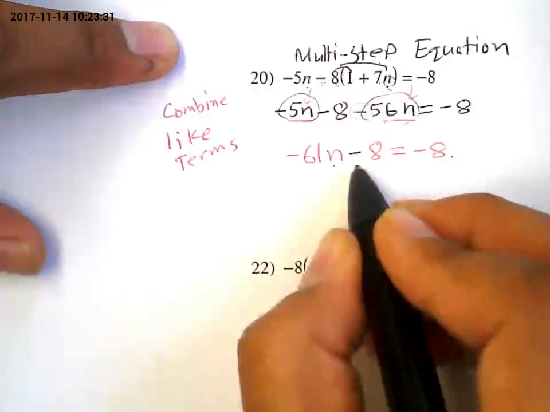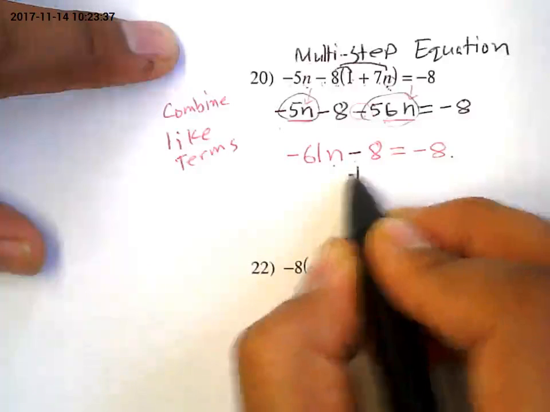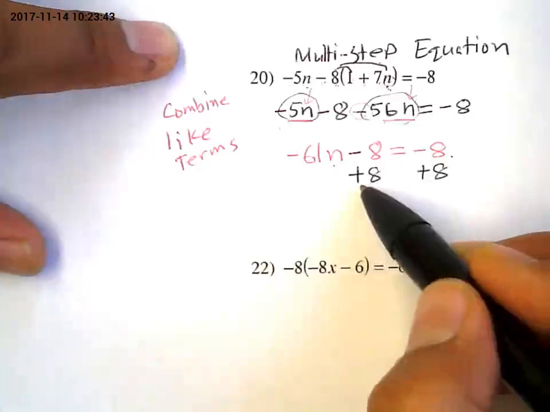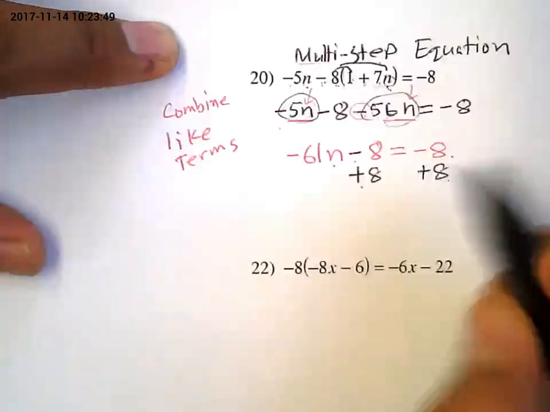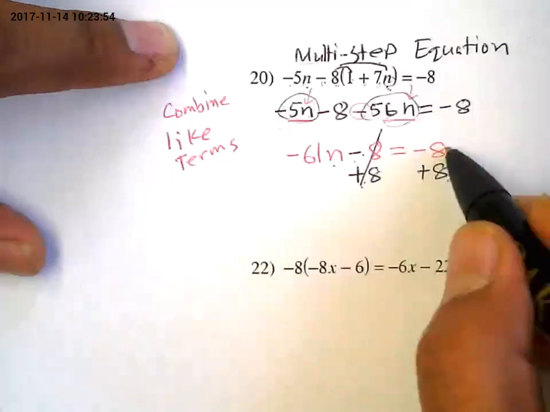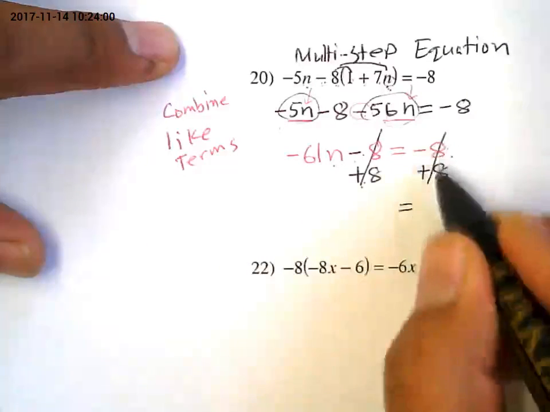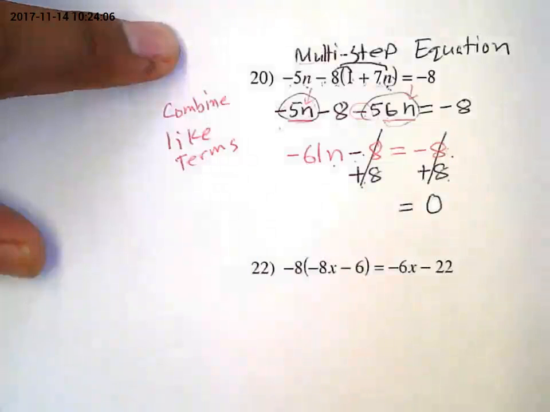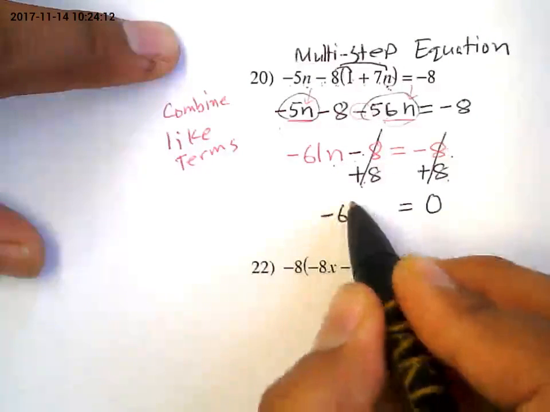So now we need to get the n alone. So we do the opposite operation, which is negative 8. Opposite of negative 8 is positive 8. Positive 8 to both sides. If you do any operation to one side of the equation, you do the same operation to the other side of the equation. So look at this, negative 8 plus 8, they cancel each other. So on the other side, negative 8, positive 8 cancel each other. When I say cancel each other, that means this becomes 0. Negative 8 plus 8, or 8 minus 8, is 0. And if this becomes 0, you just write negative 61n.